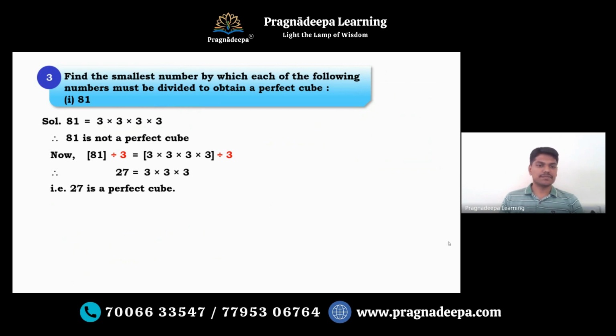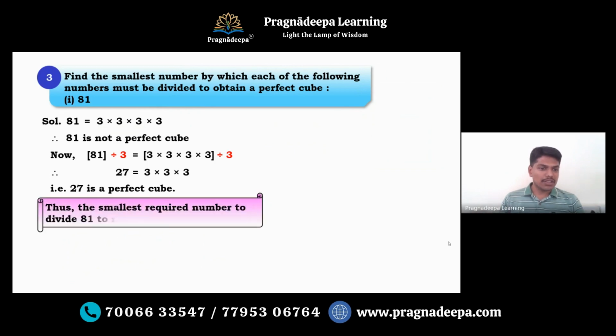Correct? So the conclusion is the smallest number required to divide 81 to make it a perfect cube is 3. Correct? Yes, sir.